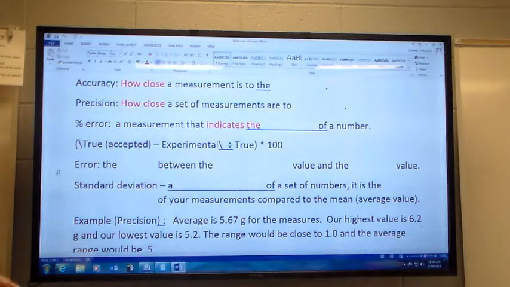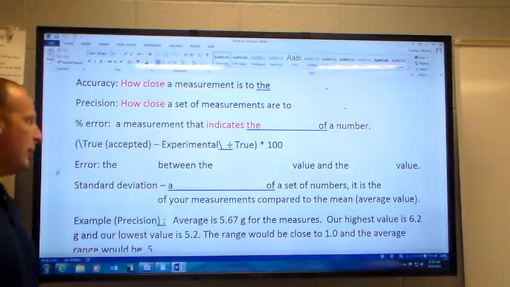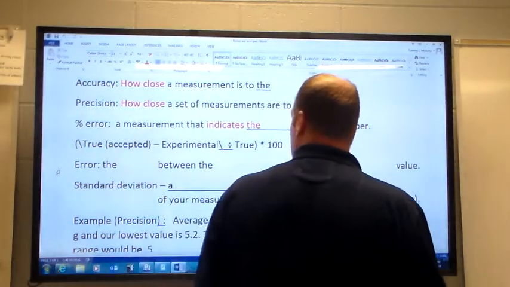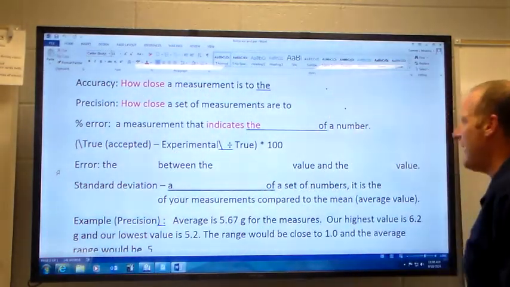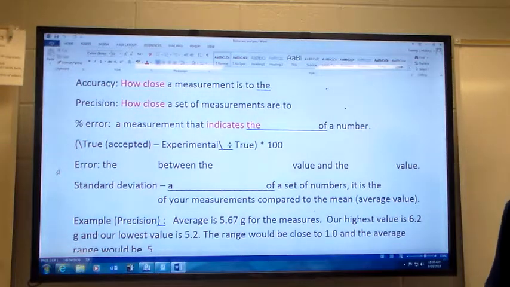And so how do you measure accuracy? And we've already done several examples of this. You measure accuracy by the percent error. So percent error is a measurement that indicates the accuracy of a number. Okay? And so we've talked about how that is the true measure minus the experimental measure divided by the true, times 100. Does anybody see a difference in the formula I have here on the board and the formula on your lab sheets?